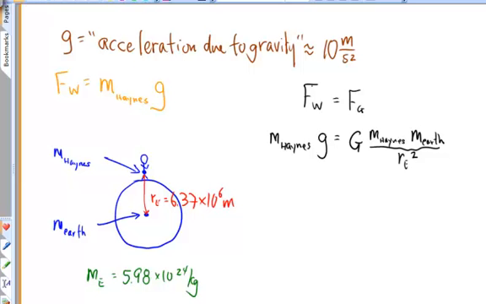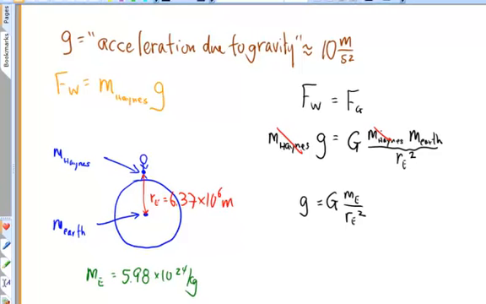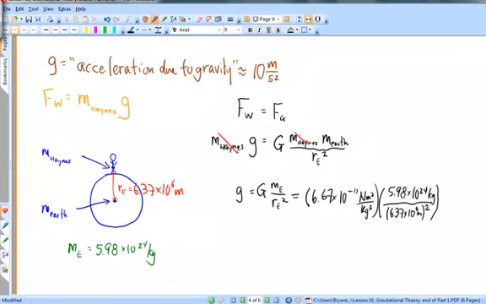The mass of Haynes disappears on both sides, which says that this number g, the acceleration due to gravity, is equal to big G times the mass of the Earth divided by the square of the radius of the Earth. In other words, the local acceleration due to gravity at the surface of this celestial object is equal to capital G times the mass of the object divided by the radius of the object squared. Let's put in the numbers that we know, and let's see what number that comes out to be.